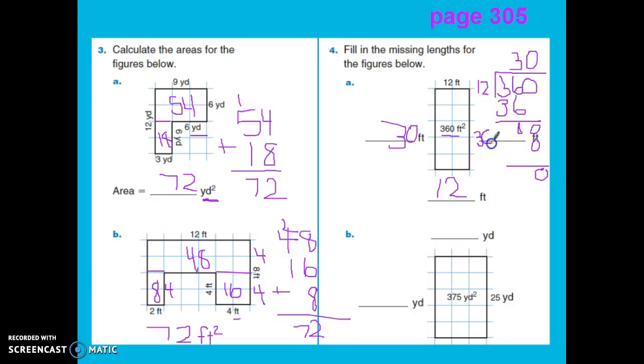And so we're filling in those missing pieces. Okay, you'll go ahead and do the same thing here. We know that if this height is 25 on this side, the height over here is also 25. But we'll need to divide 375 divided by 25 will give us our base.